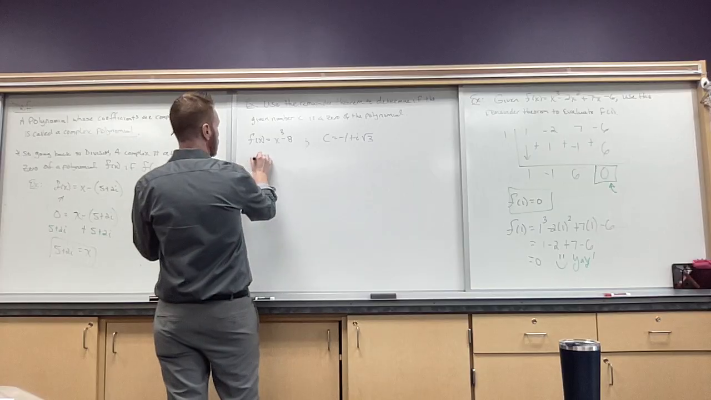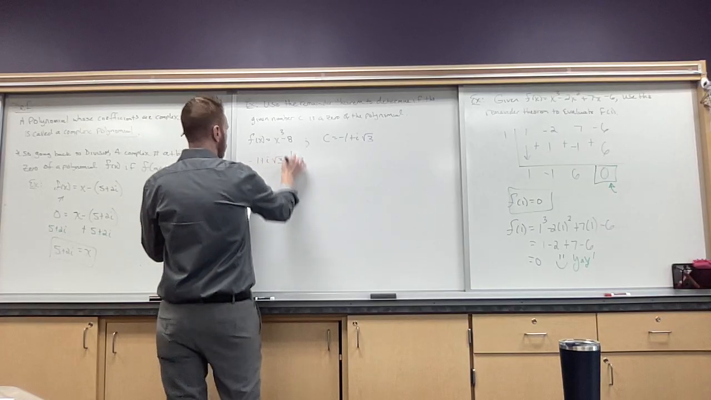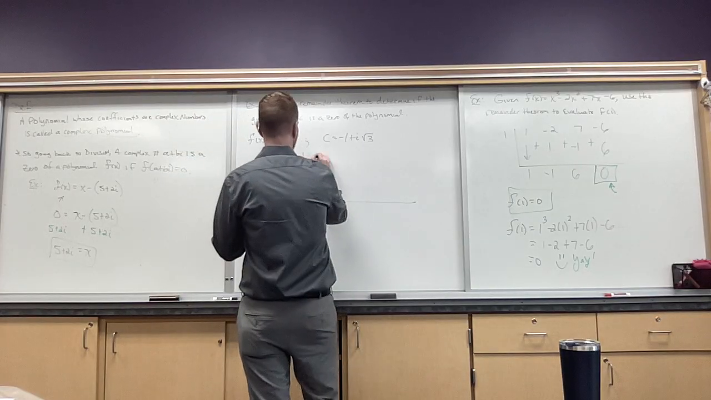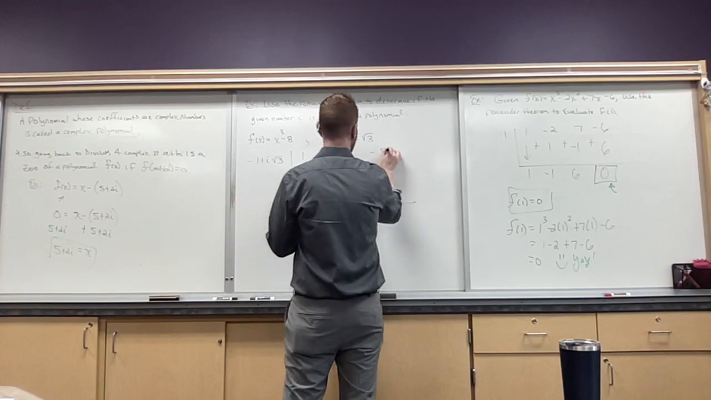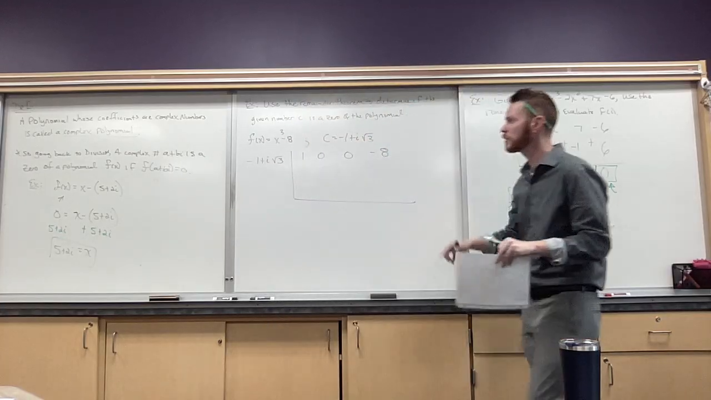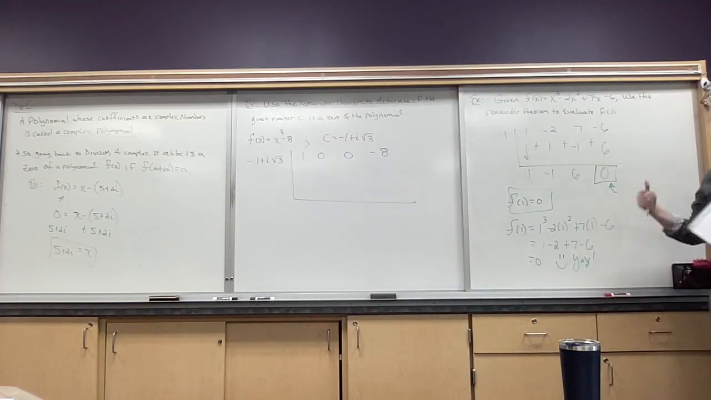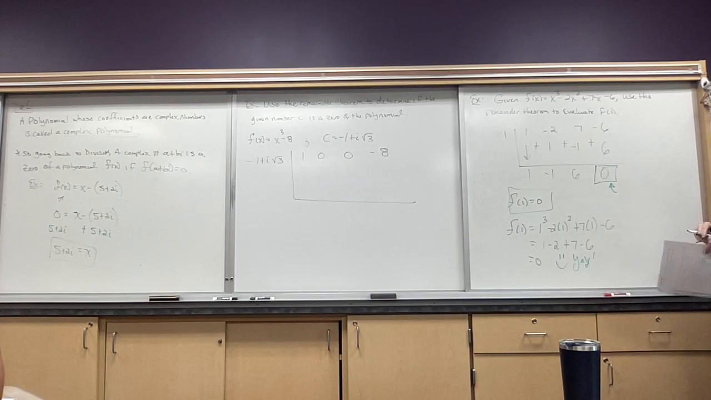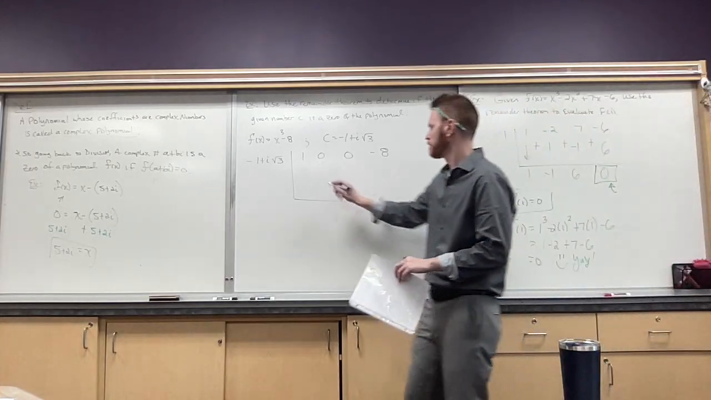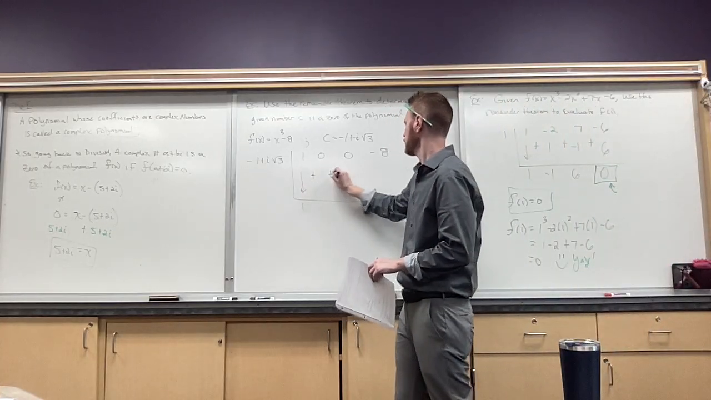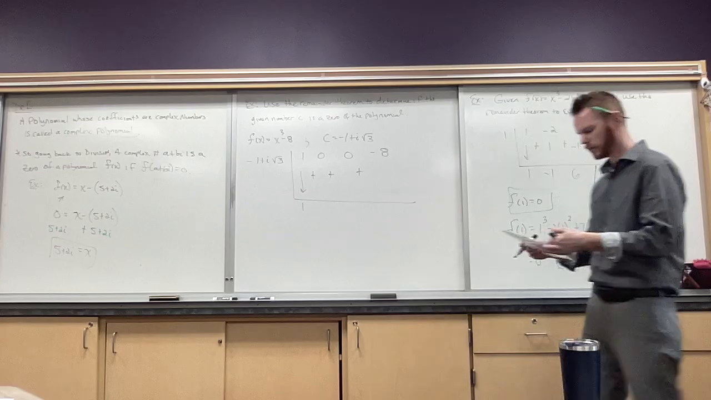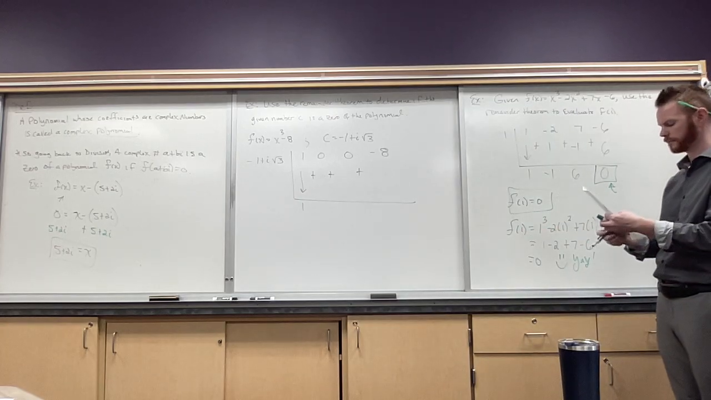So we have -1 plus the square root of 3 i. 1, 0, 0, and negative 8. Now the reason why I have two zeros, if you look at the polynomial, it has no x squared term and it has no x term. So I have to put those two zeros in place. Bring down the first term, put plus signs, and now we are off to the races.